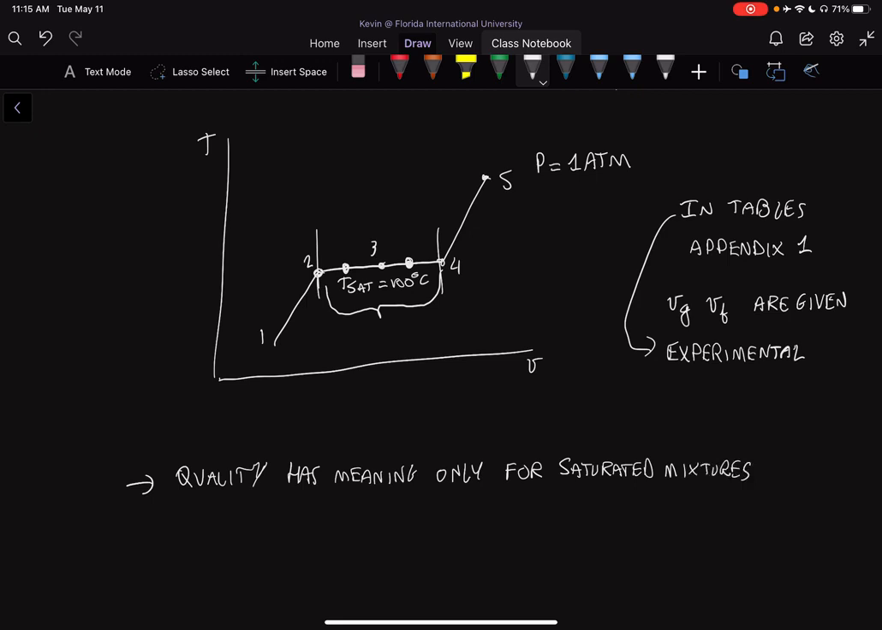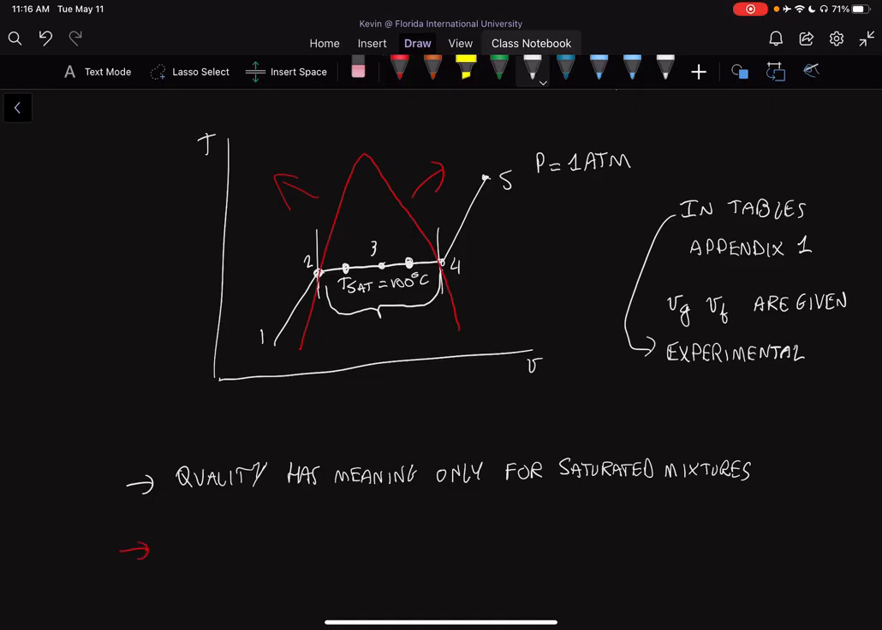So anything outside of the region of the saturated mix, if I were to draw the region here for different pressures, anything outside of this region, the quality does not exist. Quality is only important for saturated mixes, when we have a mixture of vapor and liquid. That's very important to know.